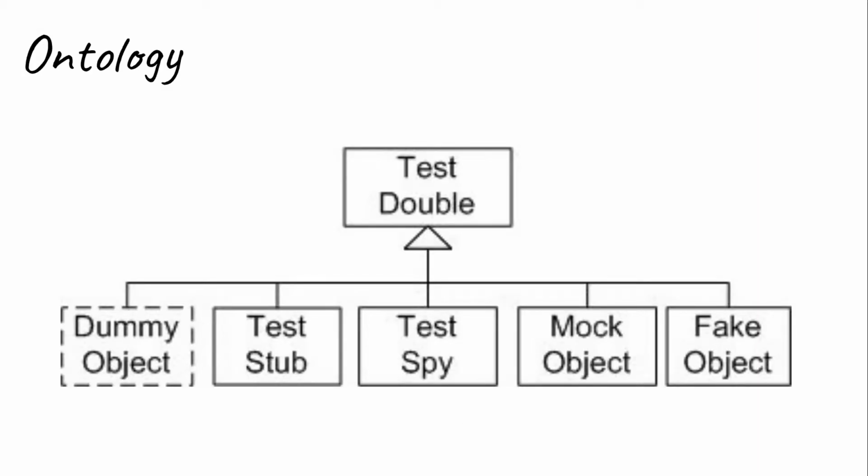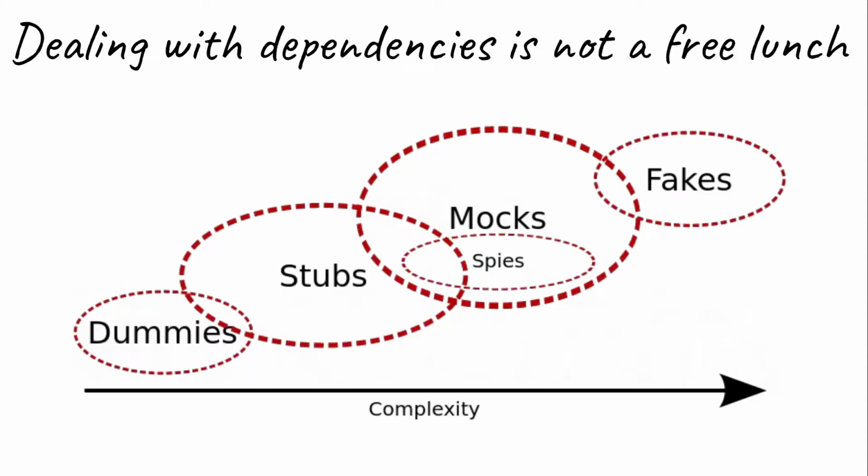So with that, we have a sort of ontology where test doubles are everything, like the modern interface or the modern abstract class, not mocks like most people think. And then you have these other specializations or flavors like dummies, stubs, spies, and mocks, which are very close cousins, and fake objects. And we're going to talk about all of them.